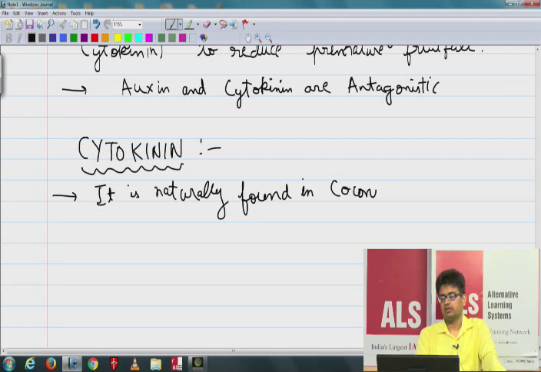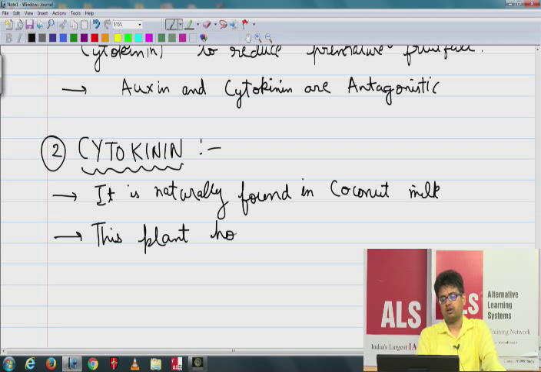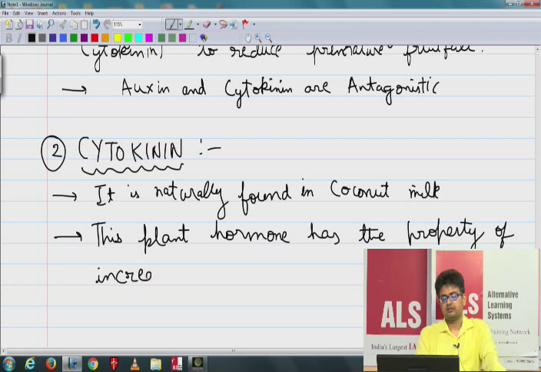Coconut milk. Cytokinin. Cyto means cell, kinin means to increase. Cytokinin is a plant hormone, the second plant hormone, which increases the rate of cell division. This plant hormone has the property of increasing the rate of cell division.